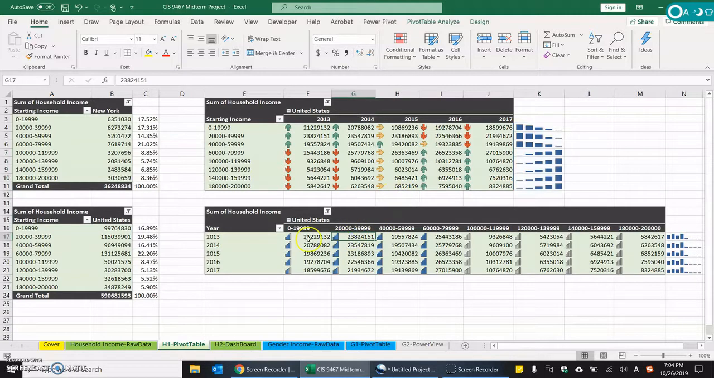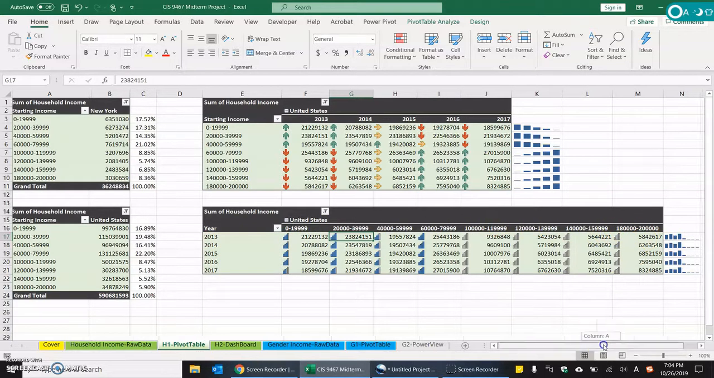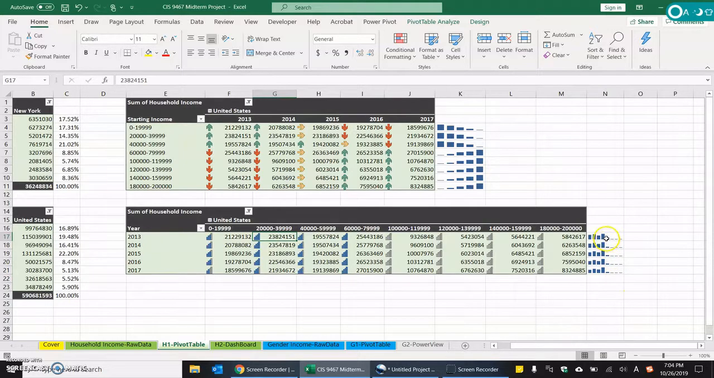And also, the second table used the same logic, but this time the rows being the years and the columns being the starting incomes. And here we can see the distribution of the income buckets. Every column represents the population in that income bucket. And the reason I have this table here is to make a different graph for the dashboard I have in the next slide.